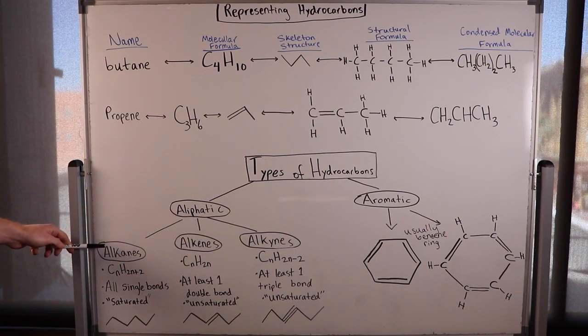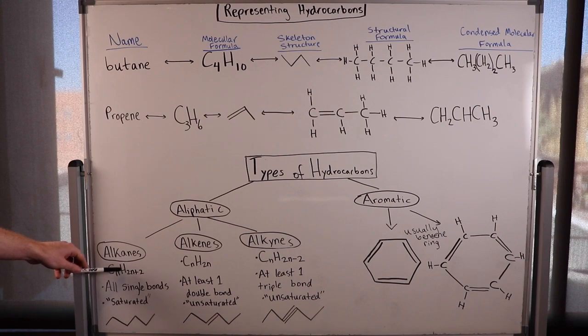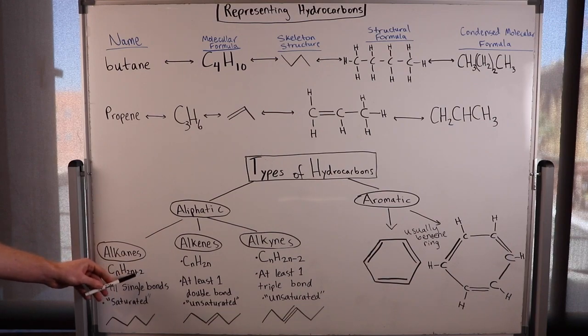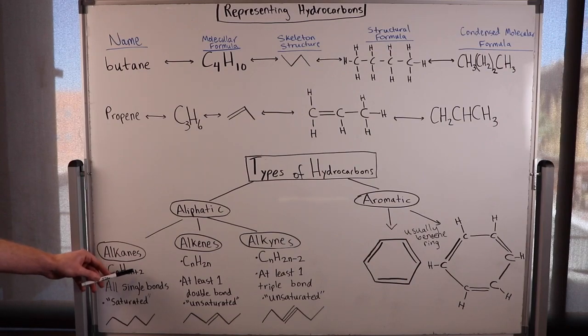So alkanes, these are a type of aliphatic hydrocarbons, and they have the general molecular formula CnH2n+2. That means if we have n carbons, we have 2n+2 hydrogens. So in general, this is going to hold true. Let's say we had 8 carbons. So C8, and then H would be 2 times 8 plus 2, which would be 18. So if we had C8, we would need H18.